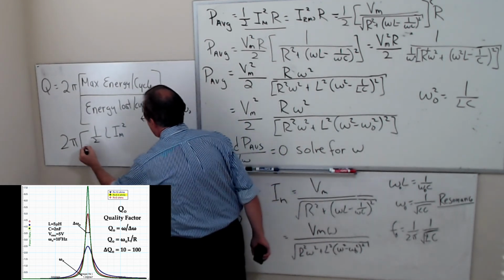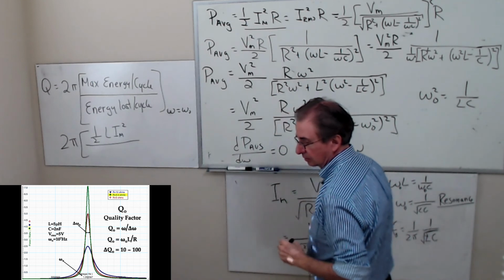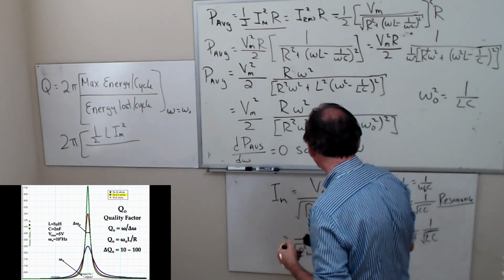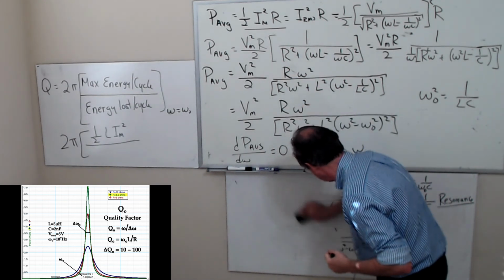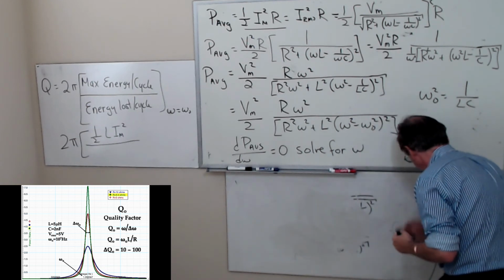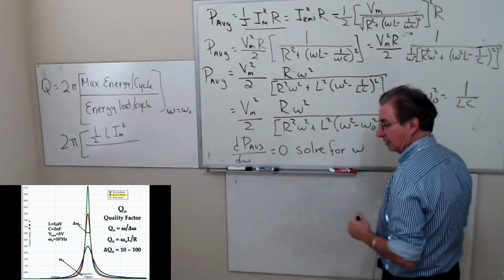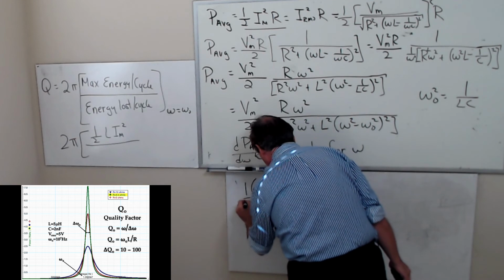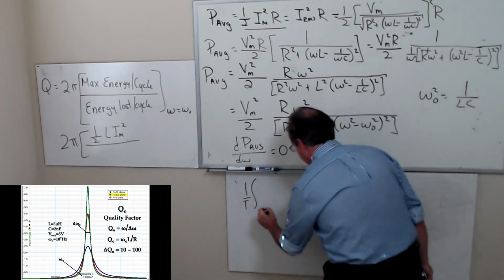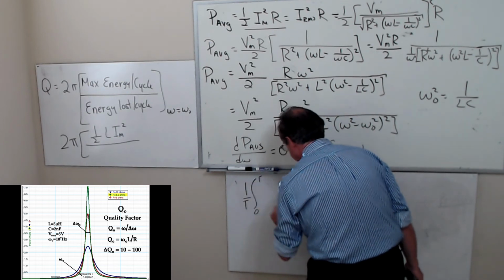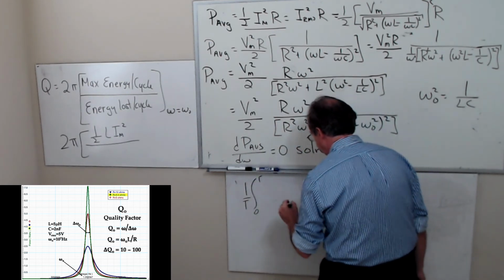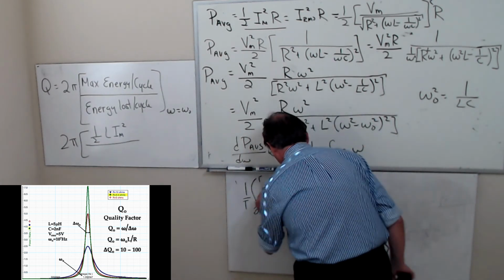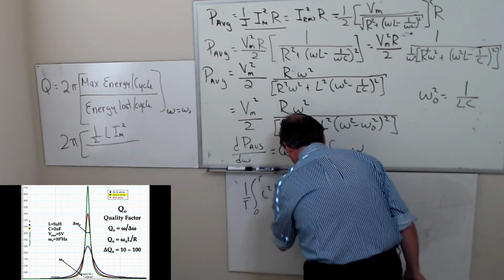Now, what's the energy loss per cycle? I can look at the power that's lost per cycle, but I want the total energy loss per cycle. So the energy loss per cycle, or the average energy, is going to be 1 over the period times the integral from 0 to T of I squared times R dt.